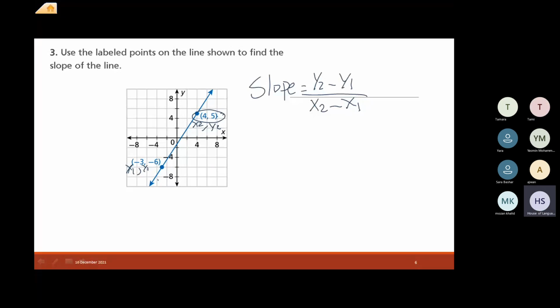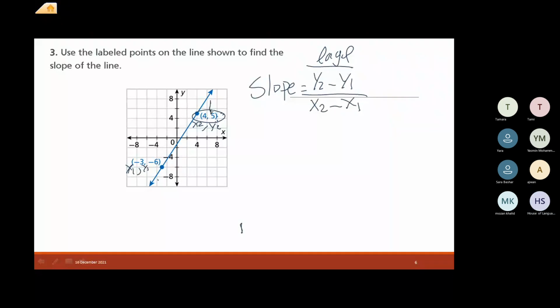Layal decided to say that this is the first point and this is the second point. Let's see if Mayar solves it, if this is x1 and this is x2, whether Mayar gets the same answer as Layal or not. Layal says this is my first point and this is my second point. So y2, where is y2? Where is the y coordinate?